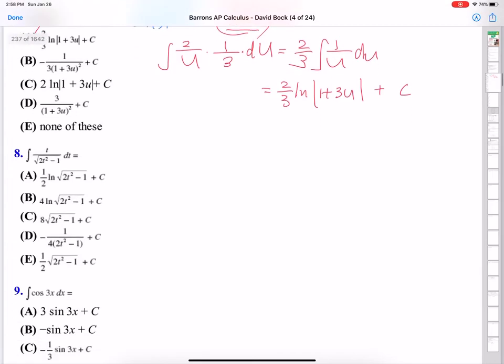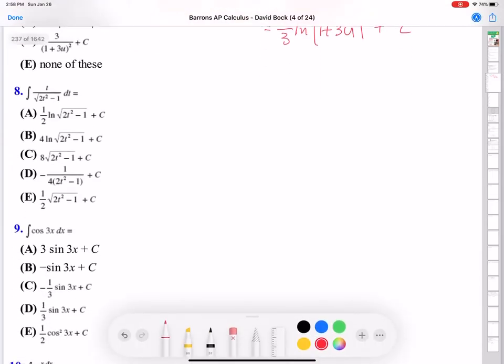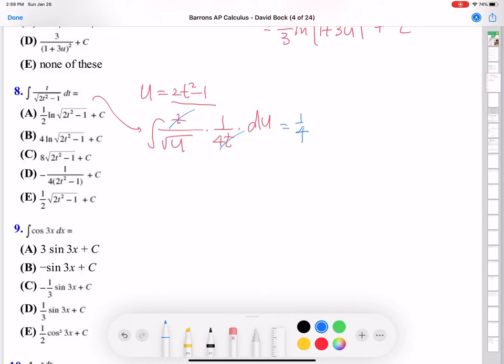Let's go to number 8. Integral t over square root of 2t squared minus 1 dt. So what part is u? 2t squared minus 1. Okay, and then change that: integral t over root u times 1 over u prime, which is 4t, right? 2t squared minus 1's derivative is 4t. And du. And then what happened? t and t cross out. So 1 over 4 is the coefficient. Integral 1 over square root u, u to the negative 1/2 power, right?